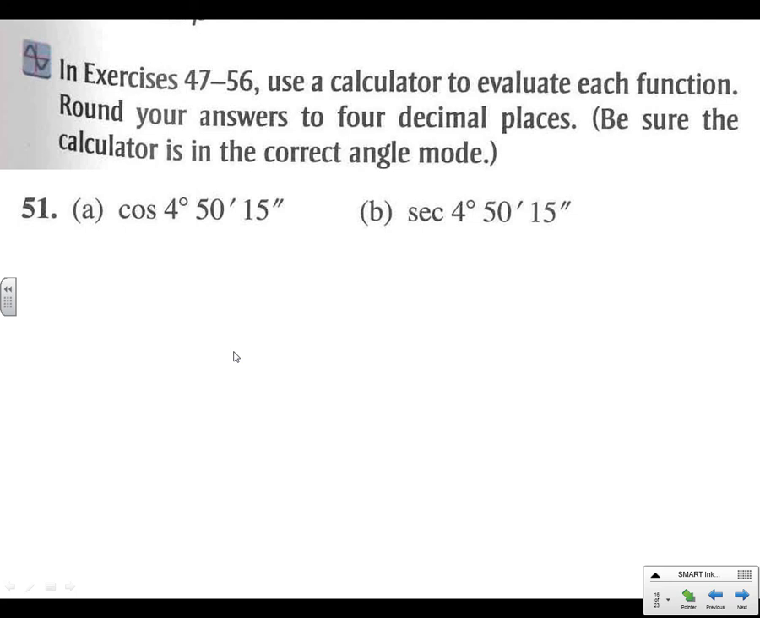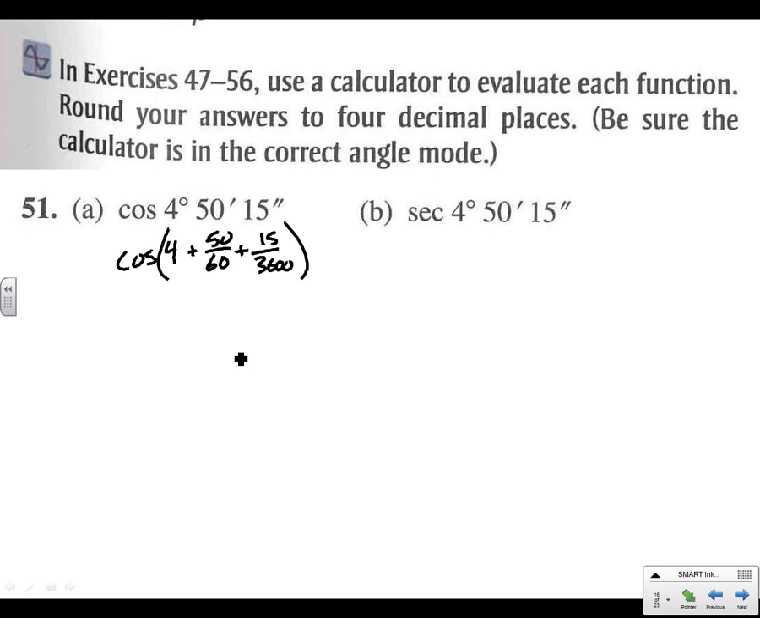Alright, so on 51A, we're going to have cosine of 4, we've got to convert this first, plus 50 over 60, plus 15 over 3,600. And so we'll plug that into our calculators real quick. Let's see what we get. 4 plus 50 over 60 plus 15 over 3,600.